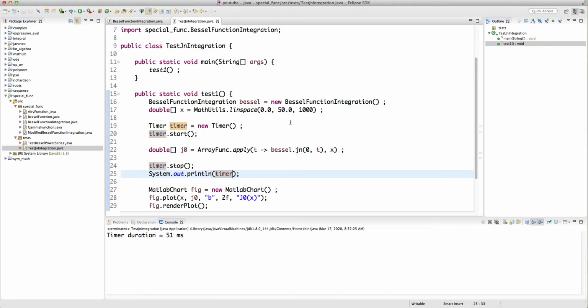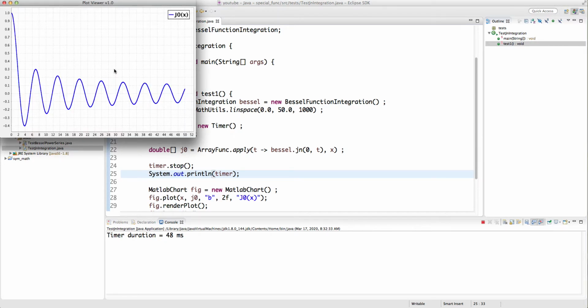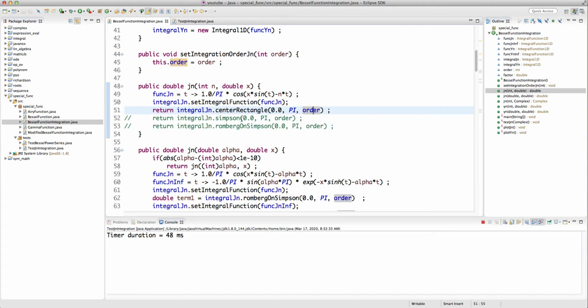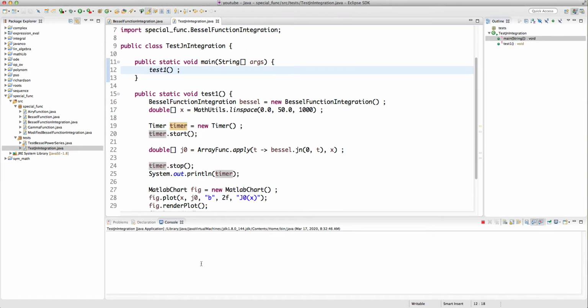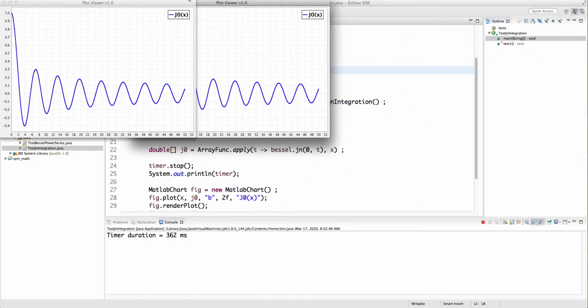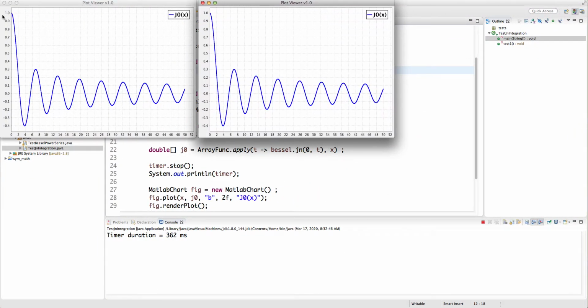Now let's see, so let me just keep this. So 50 milliseconds roughly. But let's see what happens if we use the Romberg on Simpson with the order of 300 subintervals. Now it takes much faster, and it turns out that it actually gives us pretty much the same accuracy. So Romberg, a better integration approach, doesn't really help that much in terms of the accuracy.